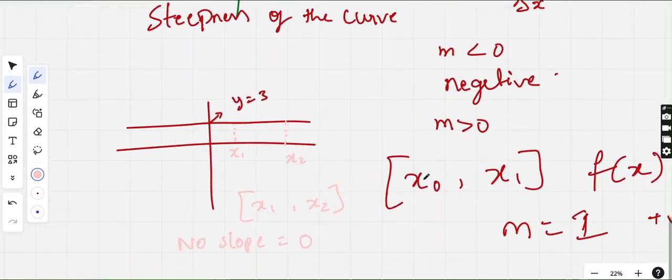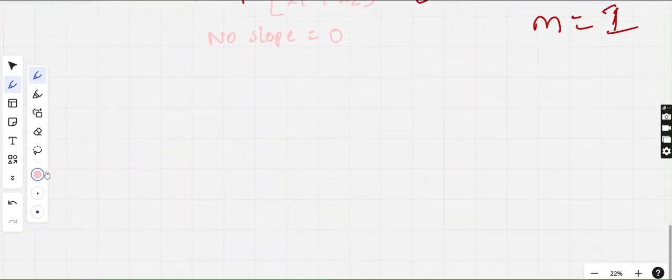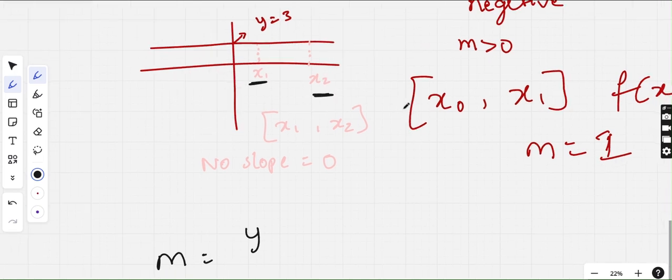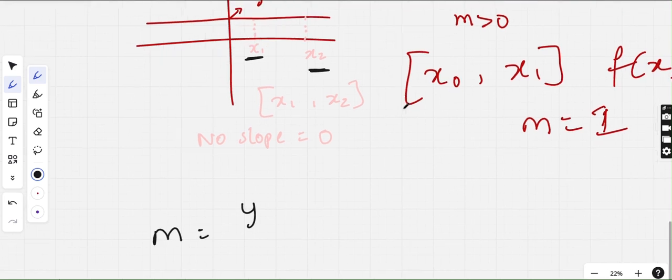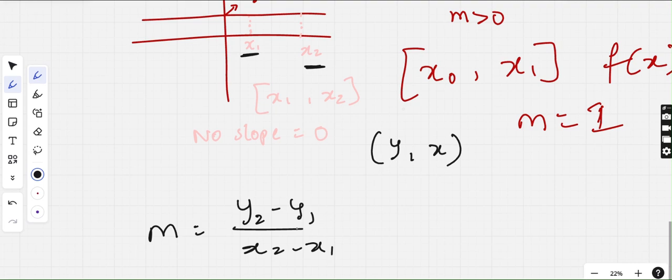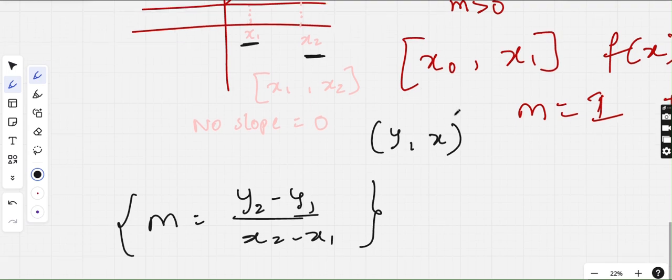The formula to find the slope is: slope equals the change in y, which is the difference between the y values, divided by the change in x. You need to make sure it is not x and y values alone, but the coordinates over the curve. So over the curve, we'll have y and x coordinates: y2 minus y1 divided by x2 minus x1. This is the formula to find the slope of the curve at the given points.